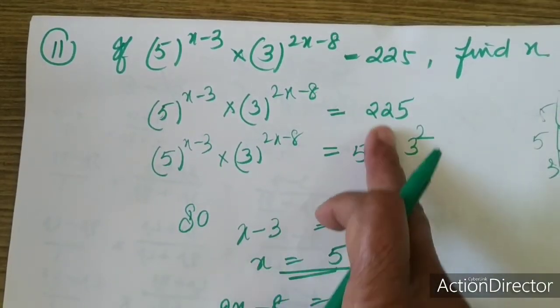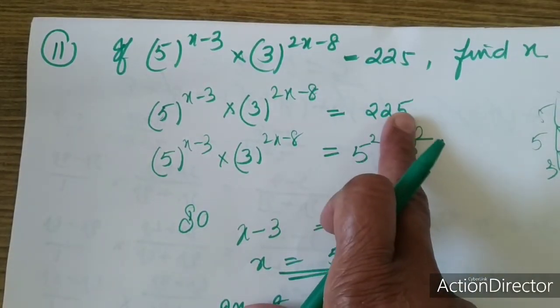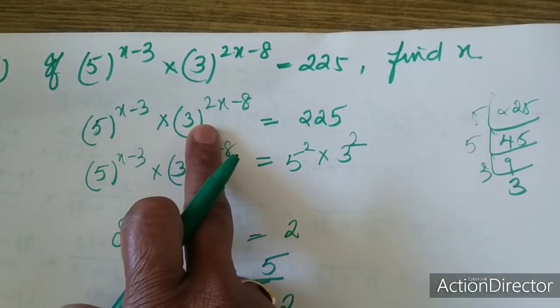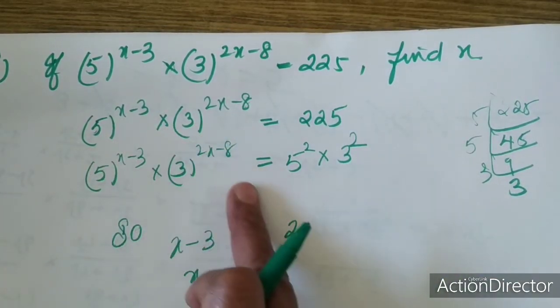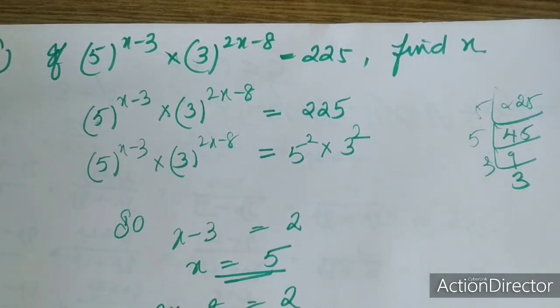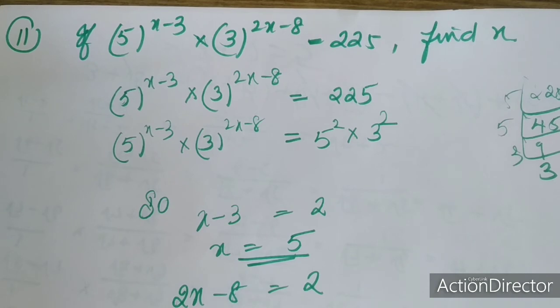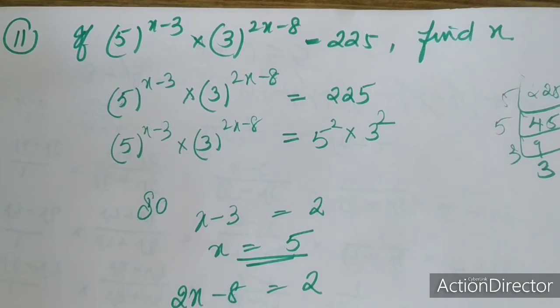So these types of sums, whenever you get a number over here, express this number by prime factorization in the bases of 5 and 3. You will get the answer very easily. Hope you understood all these types of questions in chapter 1. Practice these questions nicely.